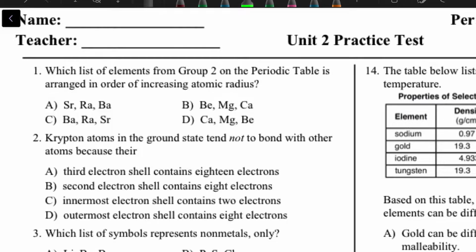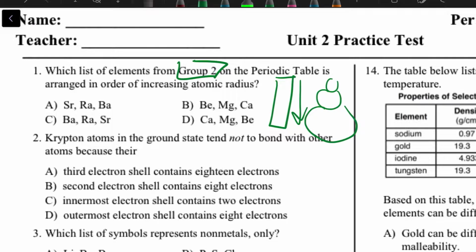Number 1, which list of elements from group 2 on the periodic table is arranged in order of increasing atomic radius? If we are talking about group 2, groups are the vertical columns. As you go down a group, the radius gets bigger and bigger. So you want elements going down in the same group. So answer choice B. These are some group 2 elements. You have Be, Mg, and Ca in that order.